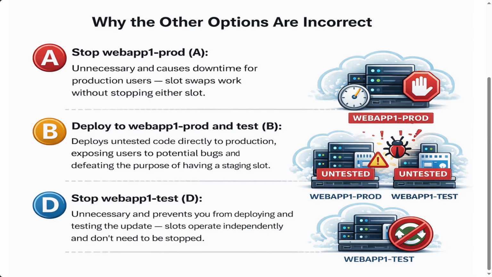Why the other options are incorrect. Stop Web App 1 prod, A, is unnecessary and would cause downtime for production users. Slot swaps work without stopping either slot. Deploy to Web App 1-prod and test, B, would deploy untested code directly to production, exposing users to potential bugs and defeating the purpose of having a staging slot. Stop Web App 1 test, D, is unnecessary and would prevent you from deploying and testing the update. Slots operate independently and don't need to be stopped.